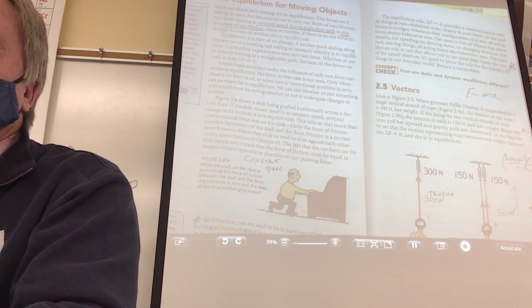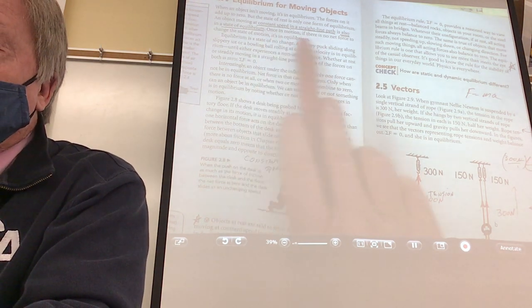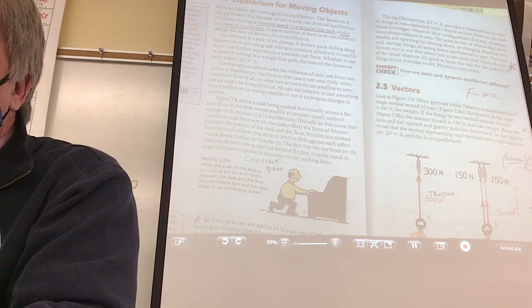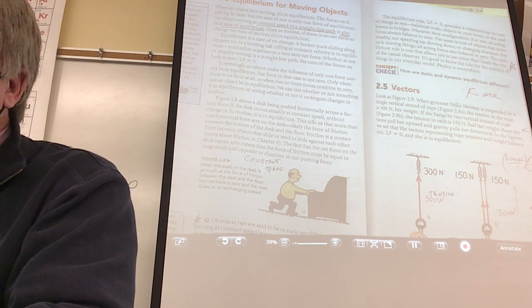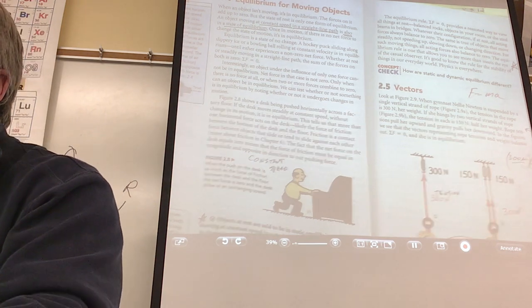Okay, and it says here, there's another way to be in equilibrium. You could be moving in a straight line at a constant speed, and that'd be dynamic equilibrium. Dynamic means moving, like that. Okay, but we already talked about that idea, so we're going to go on.